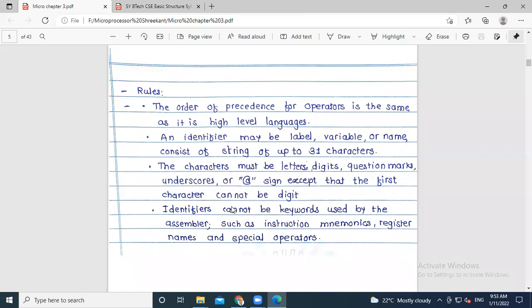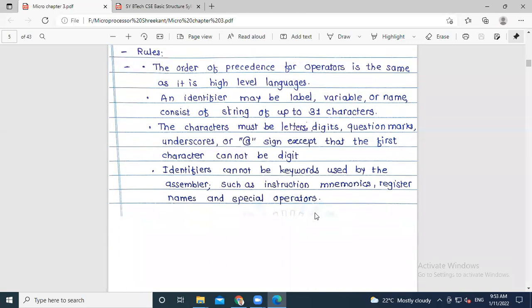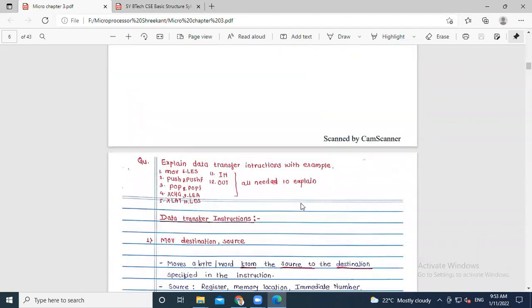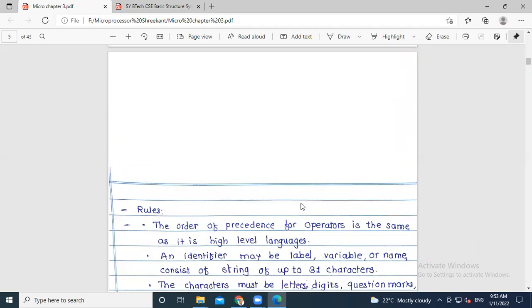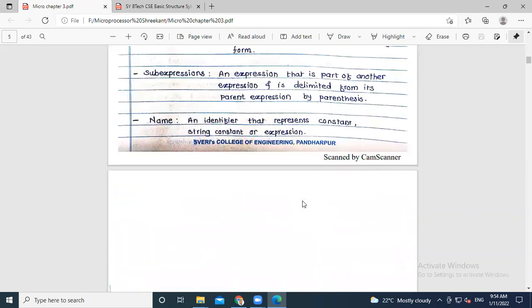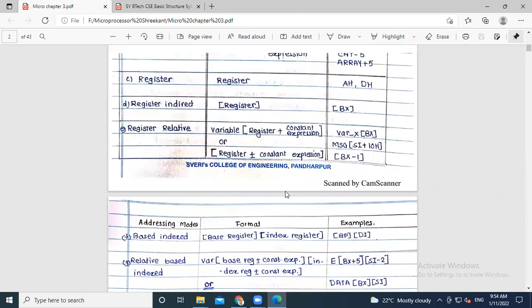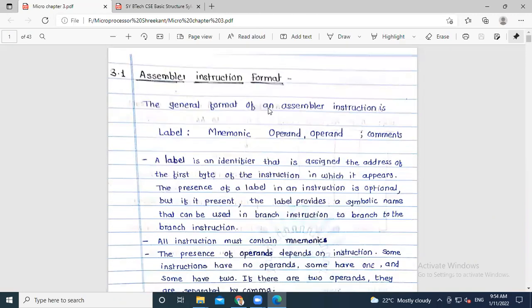So you have to categorize it by the assembler into instructions, mnemonics, register names, and special operators. This is just a basic idea for the instructions, and we already covered all of this in unit number one and unit number two. And this is the part of just the instruction format.